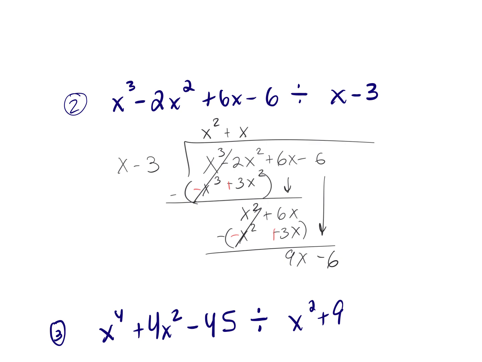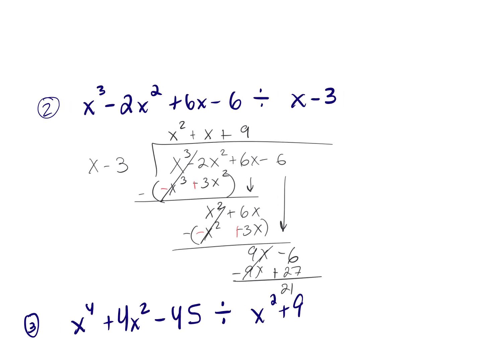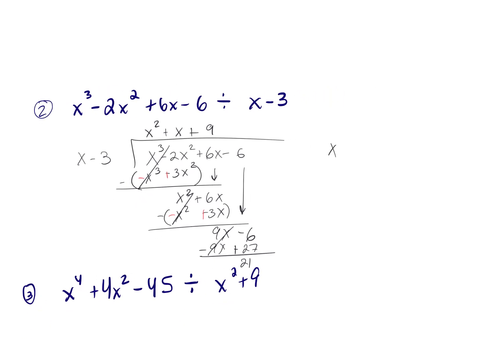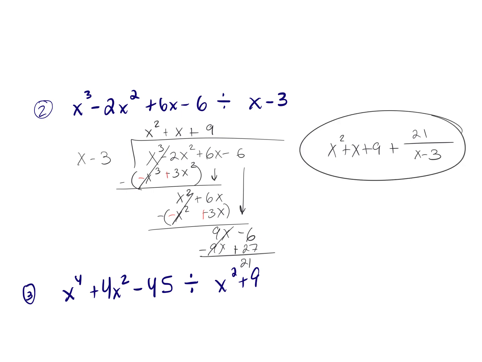Now, what can I do to get that x to a 9x? I will multiply by 9. So I'm left with negative 27 and 9x. Remember, the signs flip. This cancels, and we're left with 21 as our remainder. So our solution is x squared plus x plus 9 plus 21 over x minus 3.